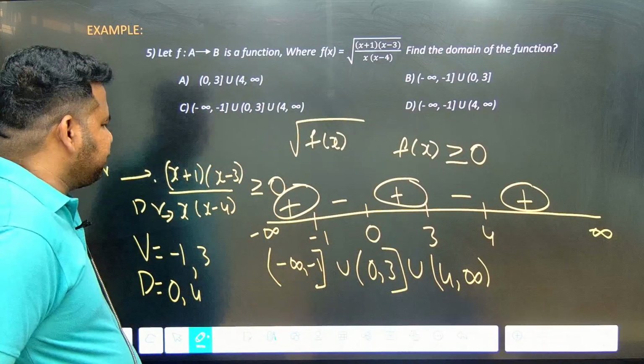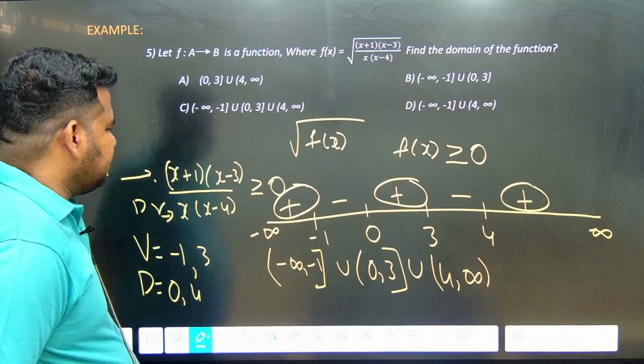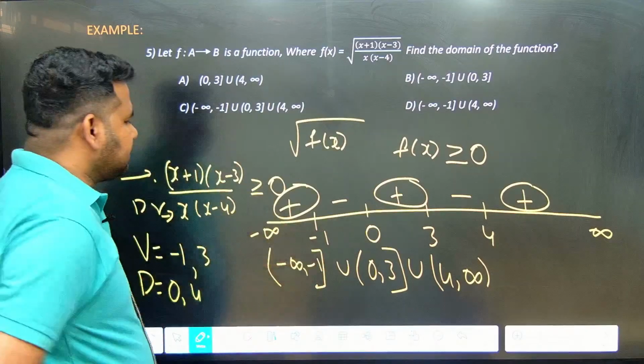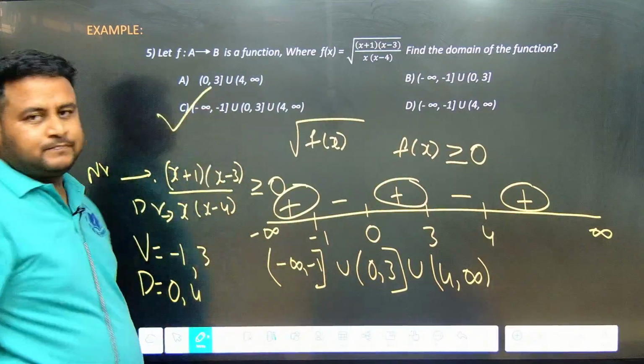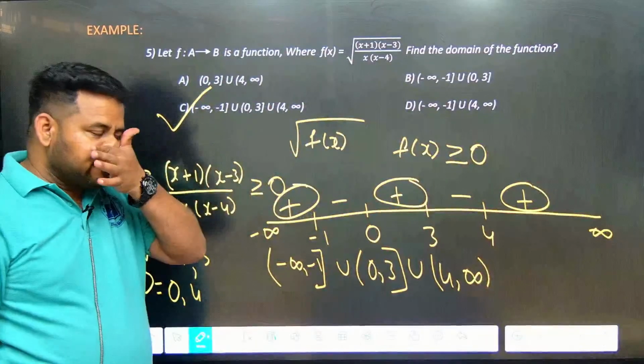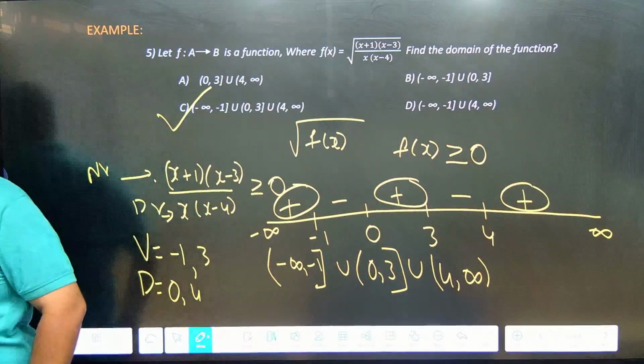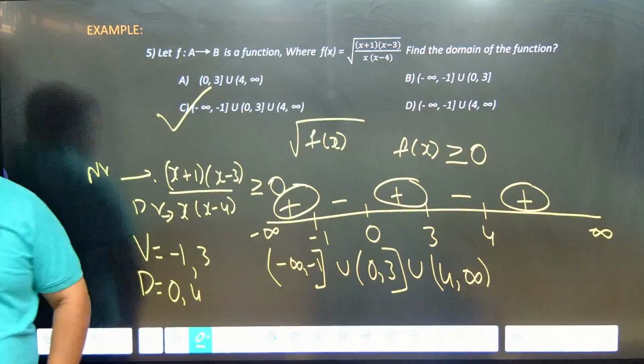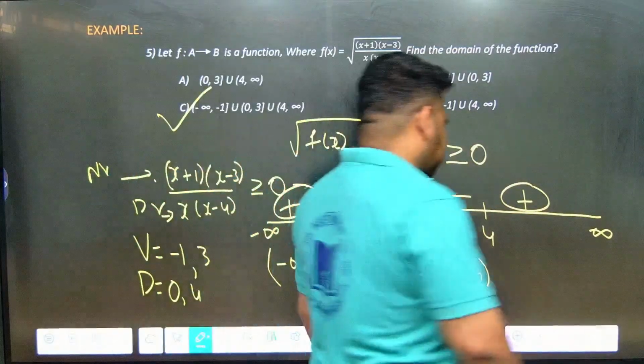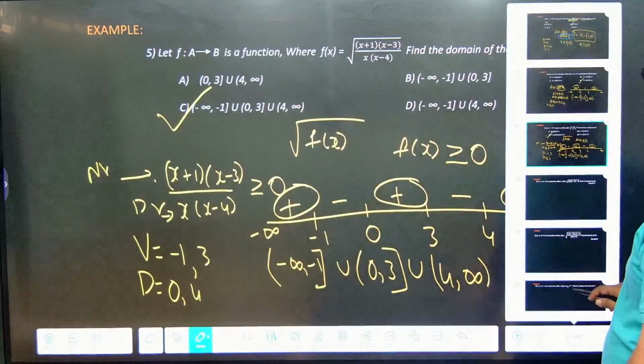So based on this, exactly the same thing is present in the third option, which is nothing but the right answer. Clear, friends? This is how you can solve this question. Okay, let us proceed further.